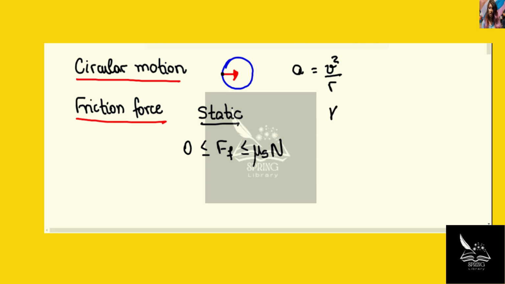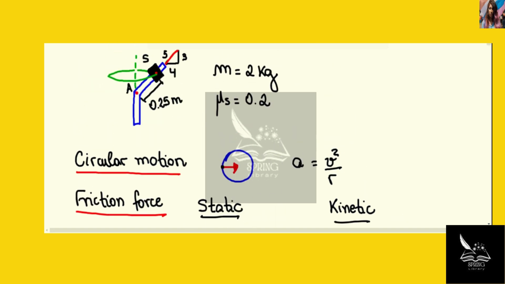And then what comes into play is the kinetic friction force, where we have that the kinetic friction force is equal to the coefficient of kinetic friction, mu k, times the normal. So now we are ready to dive into the exercise.